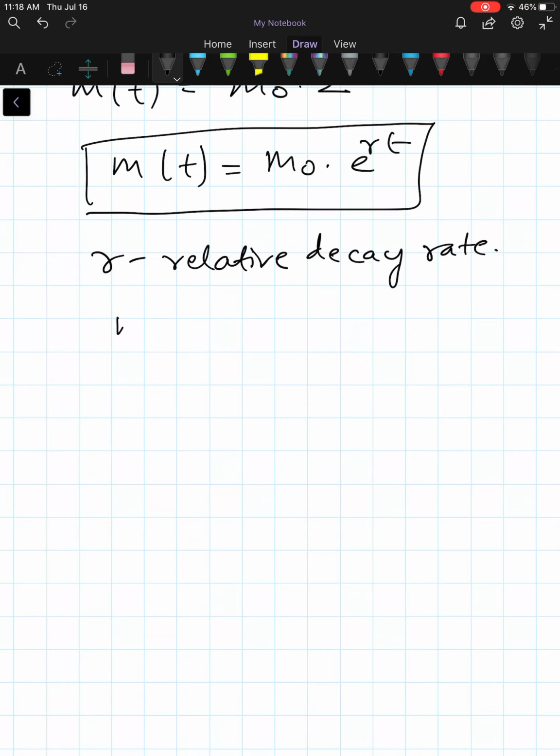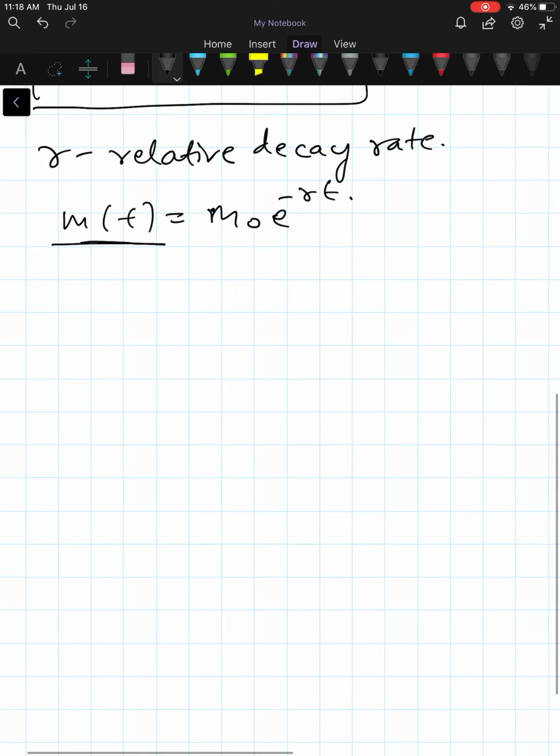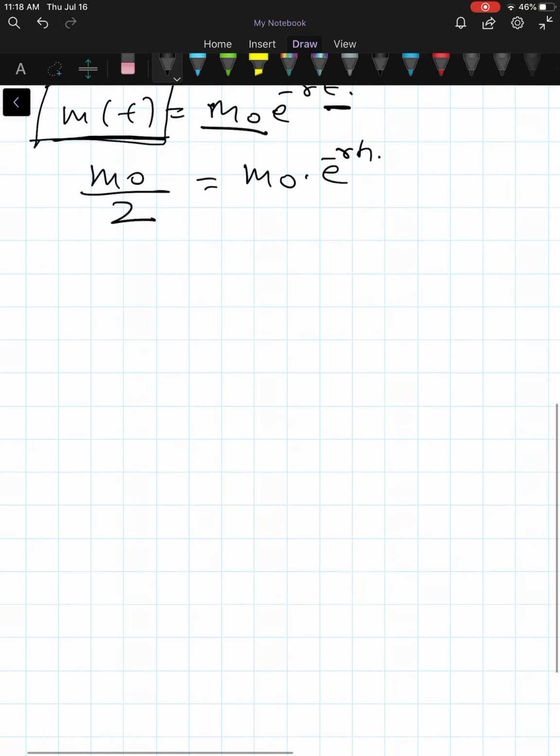Since h is the half life, we have m of t equal to m naught e to the power of negative rt. So this is the model. And what would be m of t for t equal to h? That would be half of the initial one, that is m naught divided by 2, correct? So m naught times e to the power of negative rh. At half life, the quantity that remains is half of the initial mass, correct?